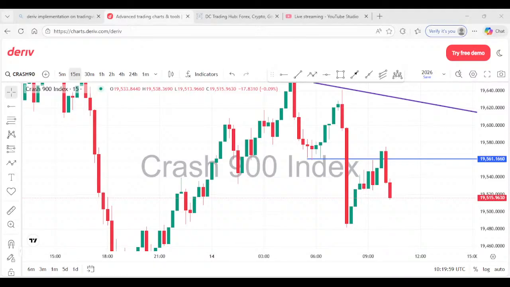Just look at how accurate this spike detector is. It's very, very accurate. And we're still dropping. We're still moving down.